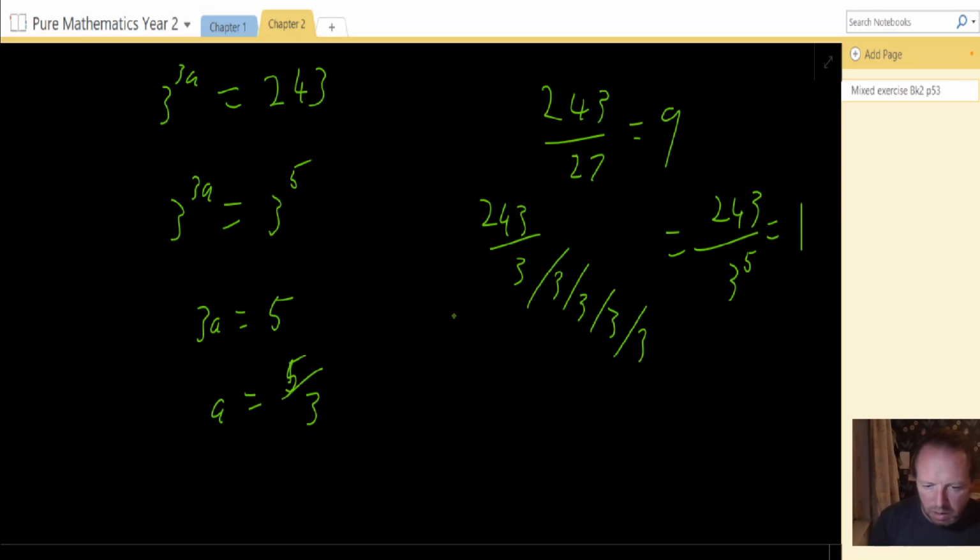So it was just a case of realizing that 243 is a power of 3. What are the other ways we could do that? I don't think there is, because of prime factors. The only prime factor of 243 is 3. Okay, right, leave it there.